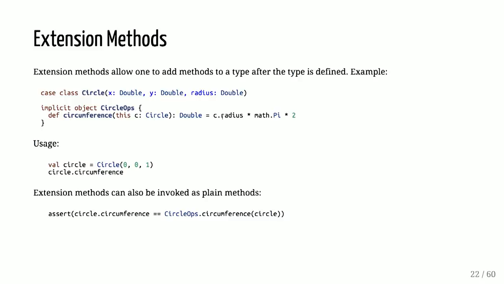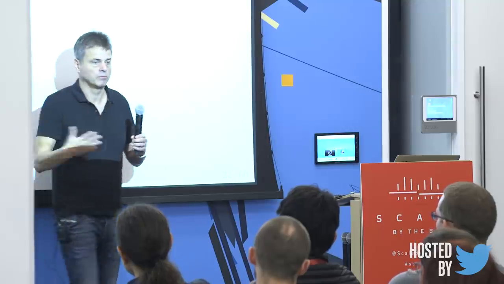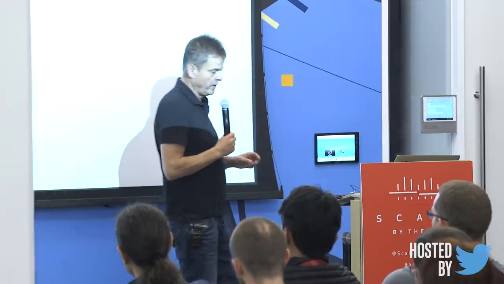And furthermore, you put this circumference in an implicit object. I'll explain later why you want to do that. If you do this, then you can just write circle.circumference, no matter where you are. You don't have to import this extension method specifically. The fact that it's in this companion object and that object is implicit is good enough. So that means you can use it everywhere. And extension methods are not magic. They're essentially just syntactic sugar for this thing here, where an extension method really translates to the CircleOps object, and then you call the circumference method and you pass the circle as a parameter. So you can use both calling syntaxes, but the one with the dot here is, of course, more convenient.